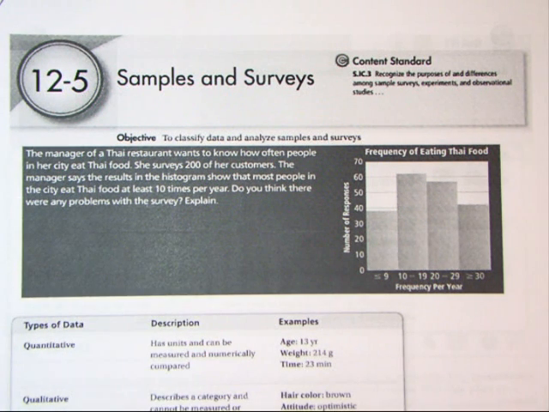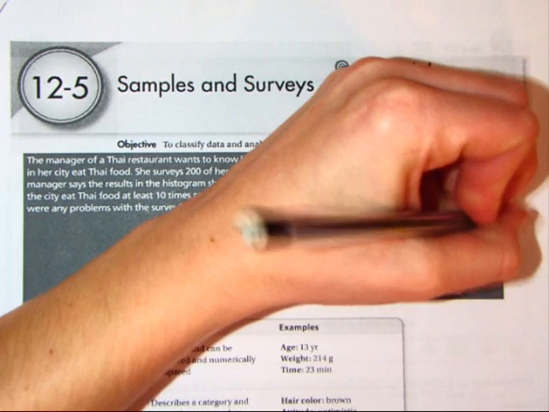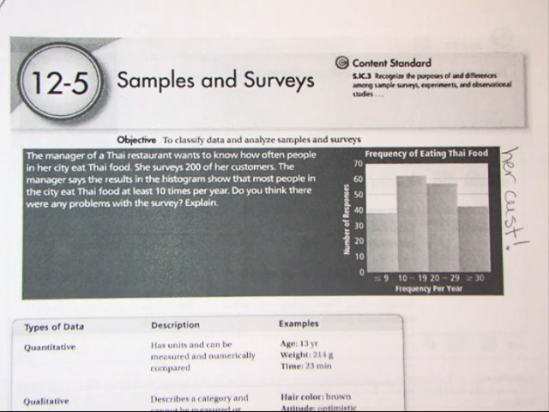What do you think the problem with this particular survey is? Is there any bias, maybe? Well, how about the fact that she's just asking her customers? I mean, couldn't that be a fairly, I'm hoping, maybe an obvious bias? As well, okay, your customers, yeah, they're going to eat Thai food, but she's not really showing the rest of the population's opinions, the rest of the city.